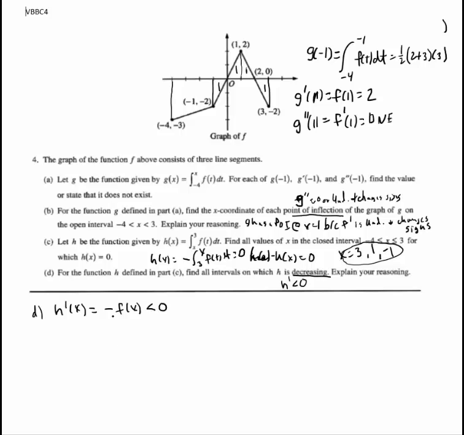Okay. Well, guess what? With this negative here, f of x actually has to be a positive number because there's a negative in front, and a negative times a positive will give you a negative. And f is positive when you're above the x-axis, which is from x is 0 to x is 2. So I would write h is decreasing on the interval 0 to 2 because h prime, which is equal to negative f of x, is less than 0 on that.